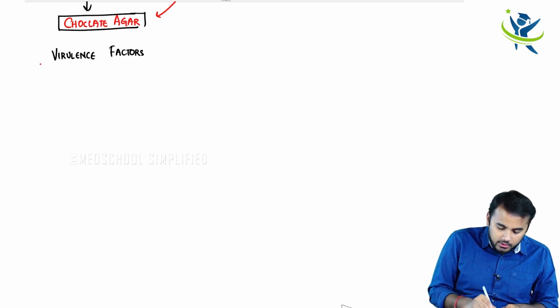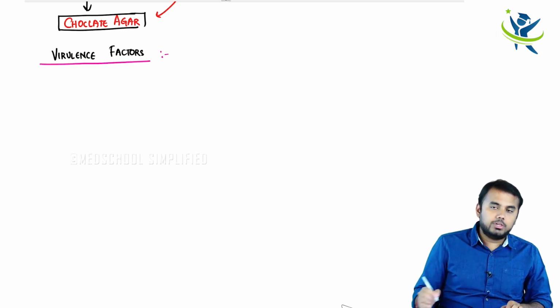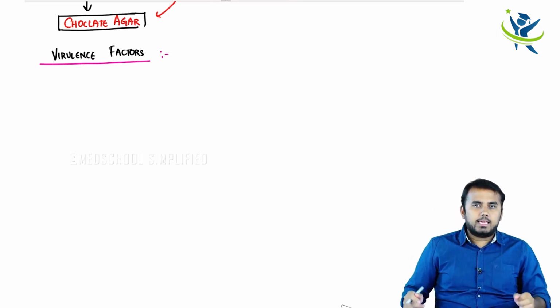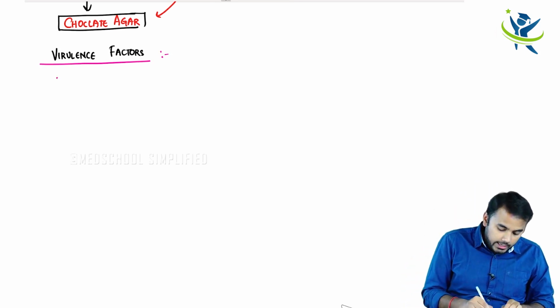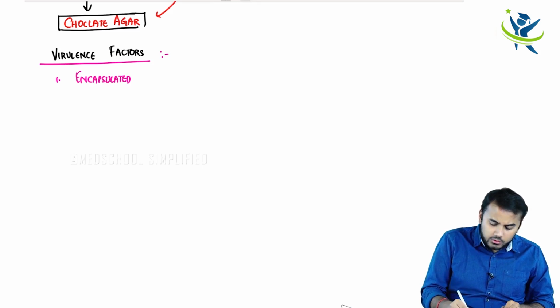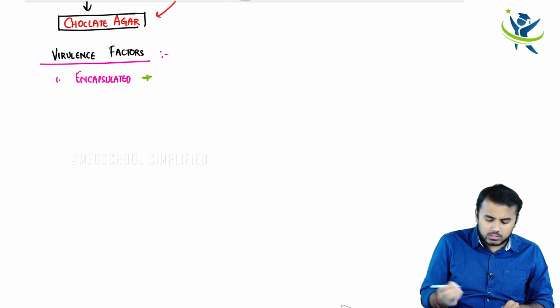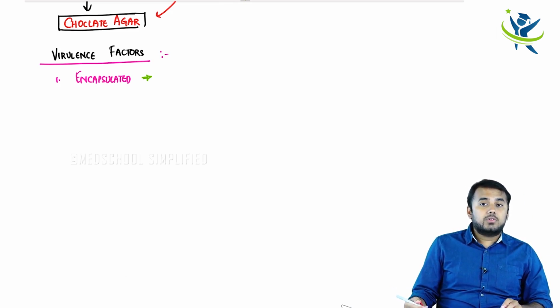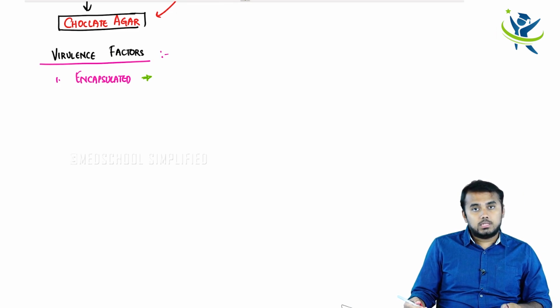Now, regarding the virulence factors, what all things do you need to know? First thing I told you is that this bacteria has a capsule around it, right? So can I write that this bacteria is encapsulated? Now you can ask, okay, fine. If a bacteria has a capsule, then what's the big deal about that? Capsule is the first and the most important virulence factor, guys.